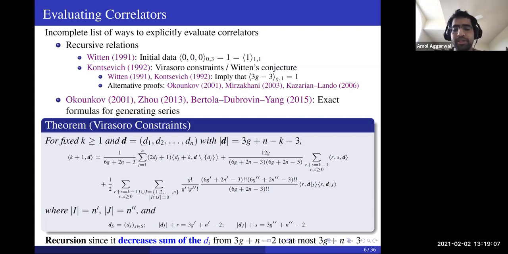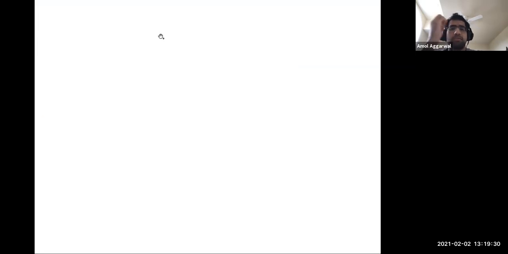Okay, this is a slightly complicated recursion, but the point about it is that it always reduces the sum of the DIs. So over here, I have the sum of the DIs plus K plus one. You can quickly see that this is 3G plus I minus two. And you can also quickly verify that in each of these intersection numbers here, the sum of the DIs is at most 3G plus I minus three. So you can keep on going in this way, and this will reduce everything down to this initial data.